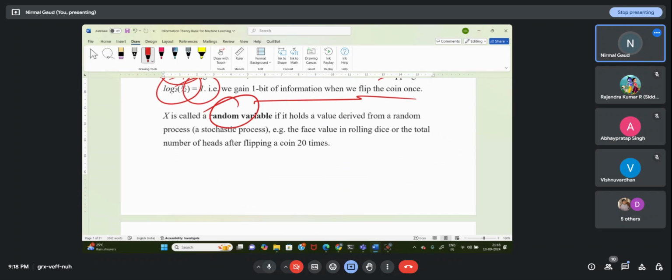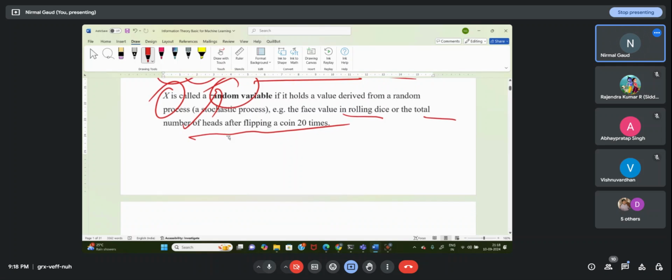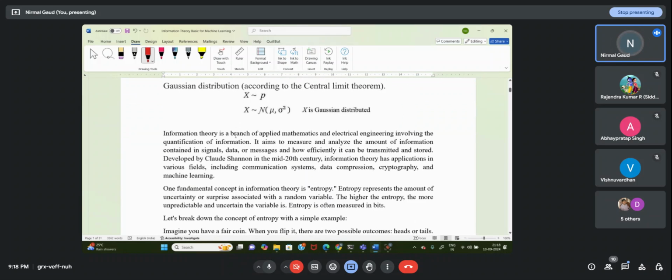So, random variable you very well know. Just in probability only we have finished random variable. A random variable is a variable that is defined over a function, and it can possess any value in the entire domain of that function. Okay, so rolling of a dice, total number of heads after flipping a coin 20 times, these values are held by the random variable.